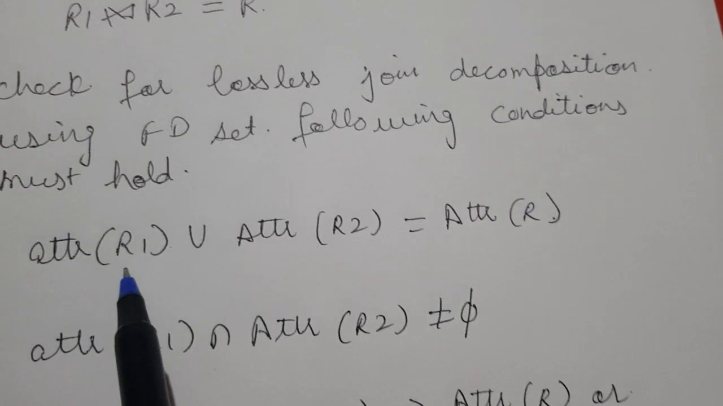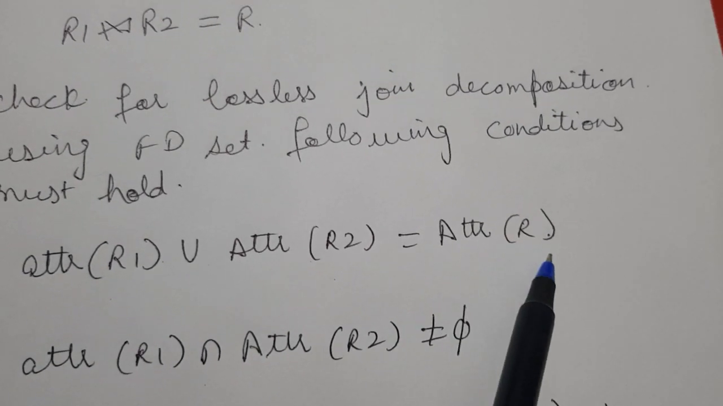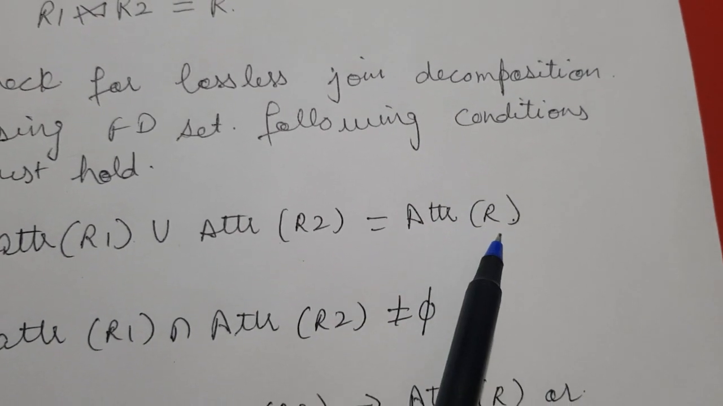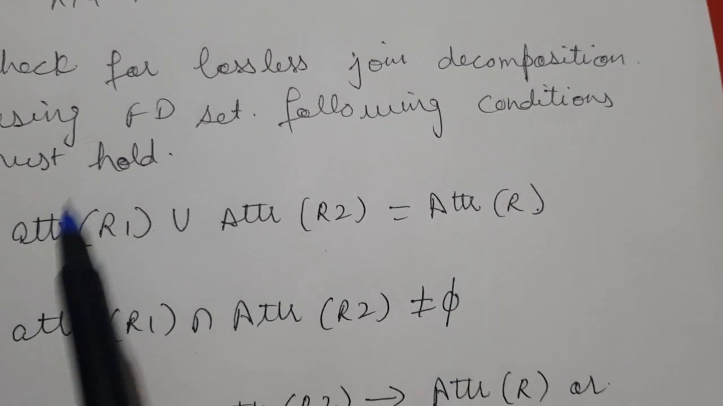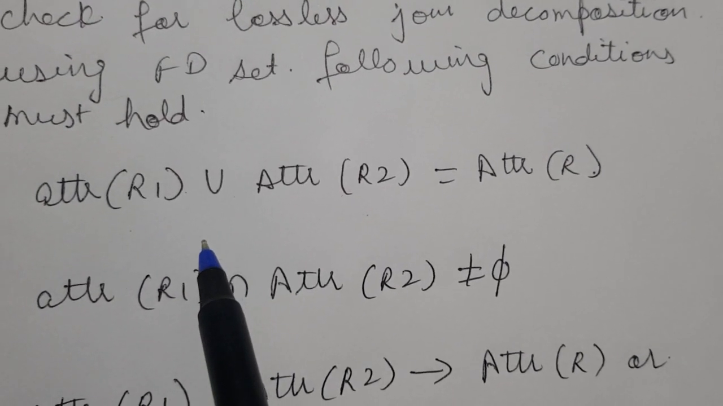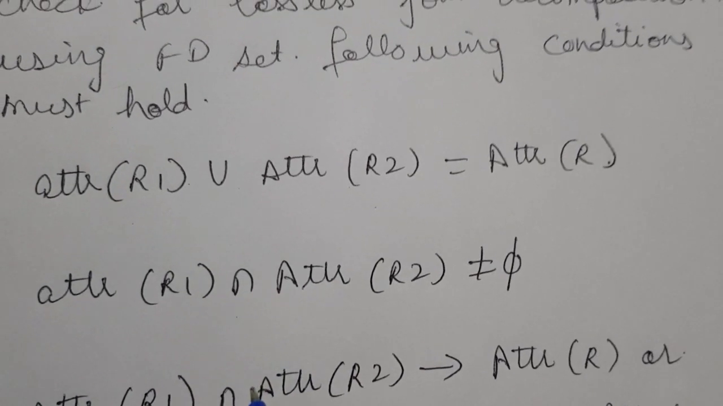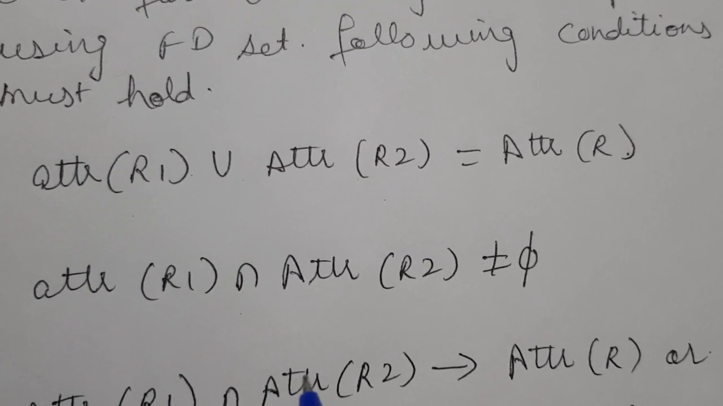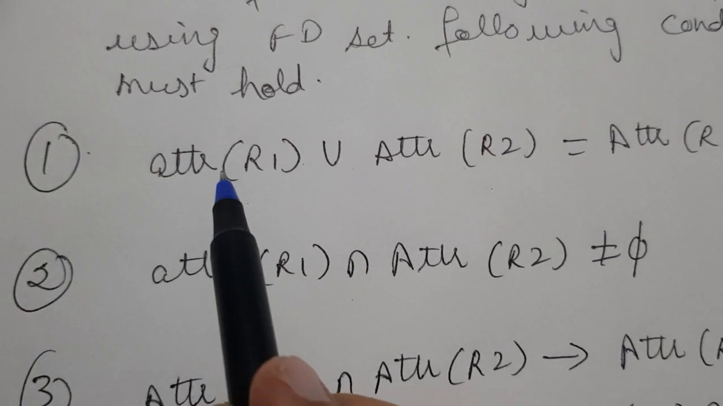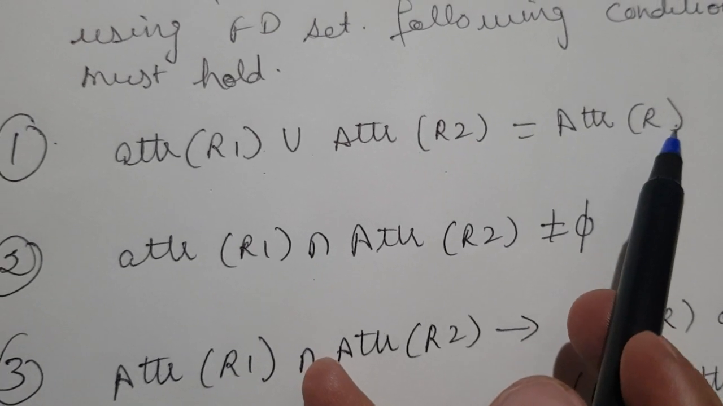That is, suppose there are attributes A, B, C and D and E, then we must get A, B, C, D, E, all five attributes, in the original relation when we join the decomposition. So the first condition is that the union of attributes of R1 and R2 must be equal to the attributes of R. Each attribute of R must be present either in R1 or in R2. This condition can be written as attributes of R1 union attributes of R2 equals attributes of R.